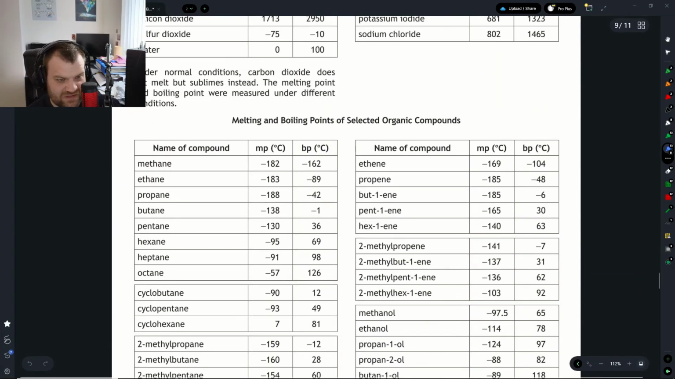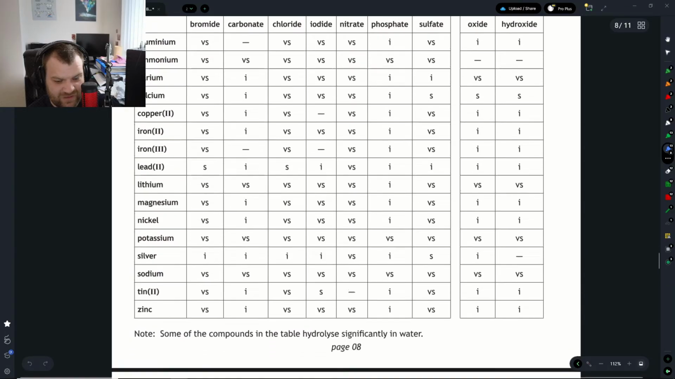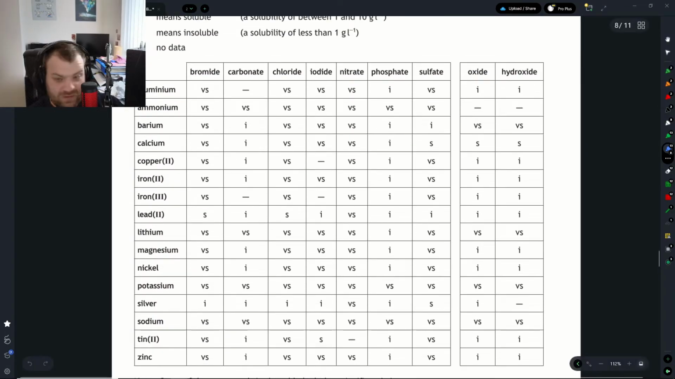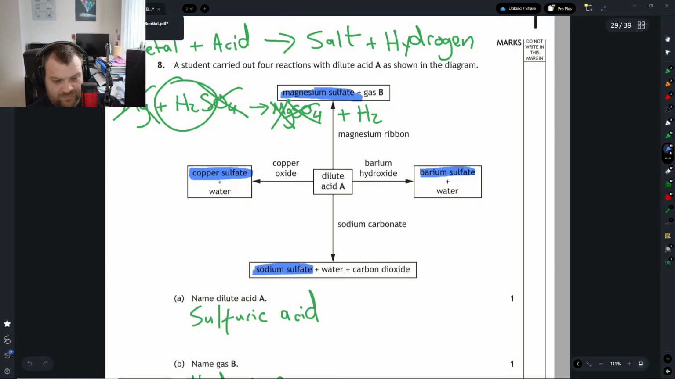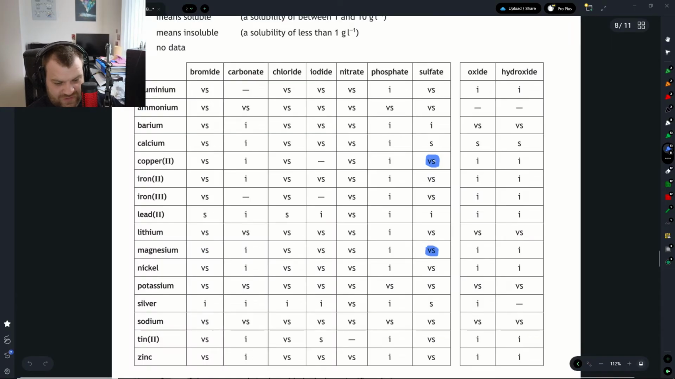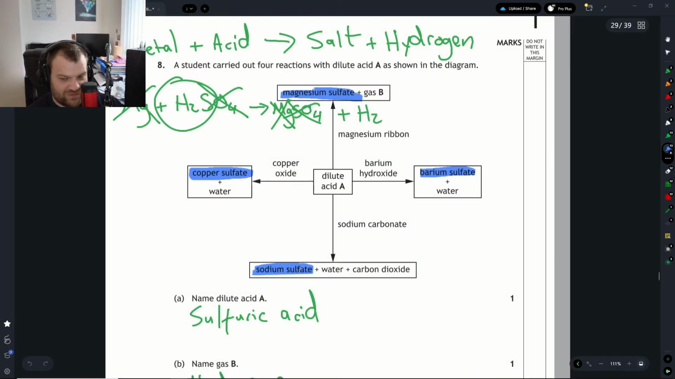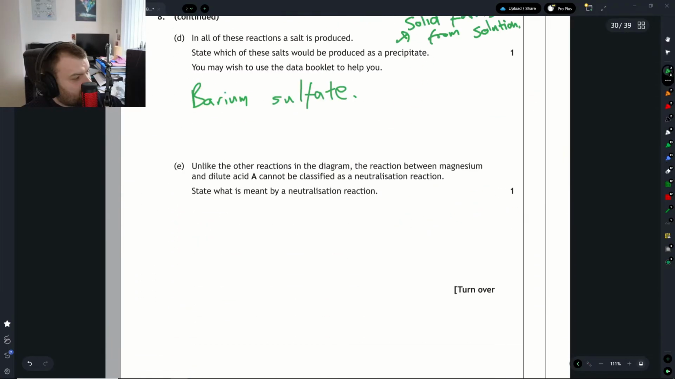Again, we go down to this page here. We've used it earlier, page number 8. We had copper sulfate. We had magnesium sulfate, both of which are soluble, so not our answer. Sodium sulfate, also not our answer. Barium sulfate is the only one that's insoluble. So check them in there. If it's insoluble, or it makes something that's insoluble, that will be the correct answer.